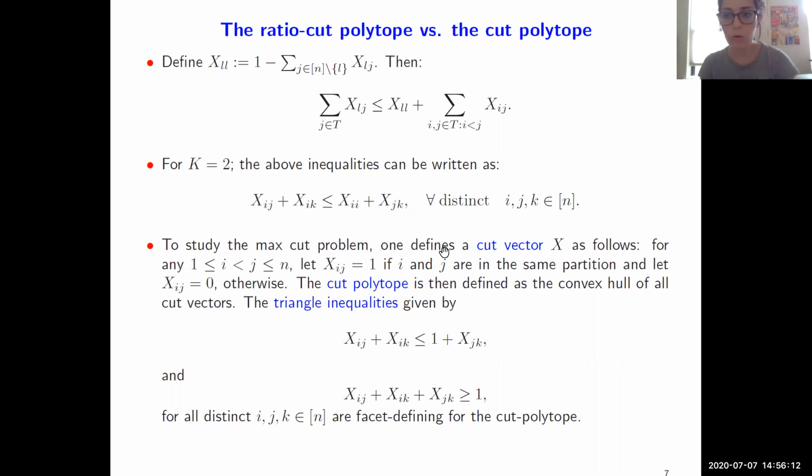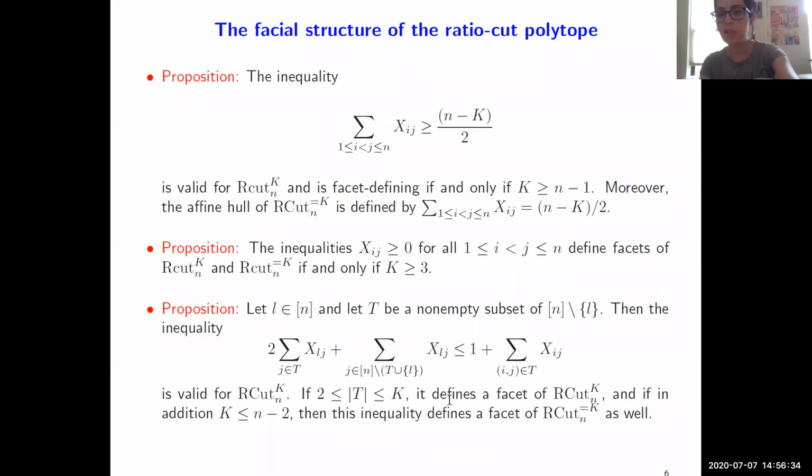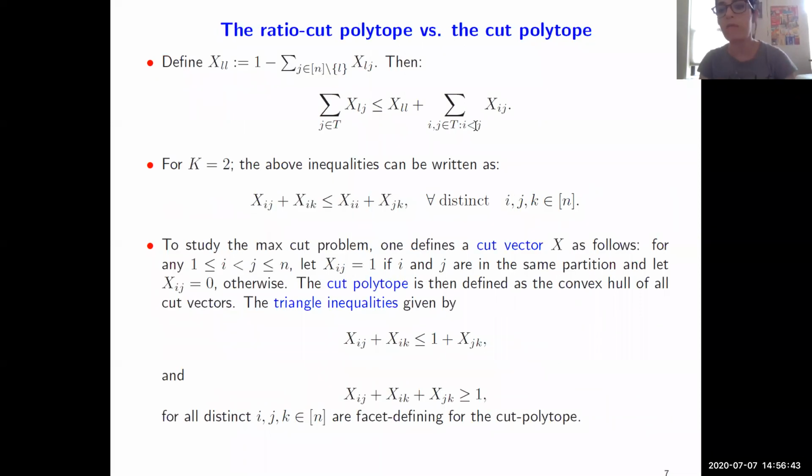Now I argue that this new class that I defined for the ratio cut polytope can be considered as an equivalent of the first type of triangle inequalities. What's the difference? Here I have a 1, there I have an x_ii. So what about the second, x_ij plus x_ik plus x_jk greater than or equal to 1? I would argue the first inequality that I showed in the first proposition is the equivalent in the ratio cut context. So there are some similarities, but there is a fundamental difference here.